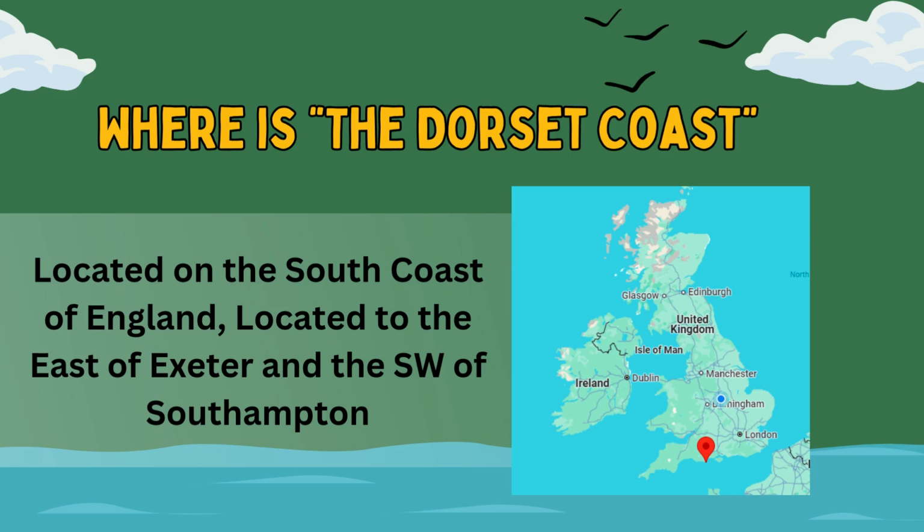The Dorset Coast is located along the south coast of England. It's just to the east of Exeter and to the southwest of Southampton, and it's situated along a stretch of water called the English Channel.